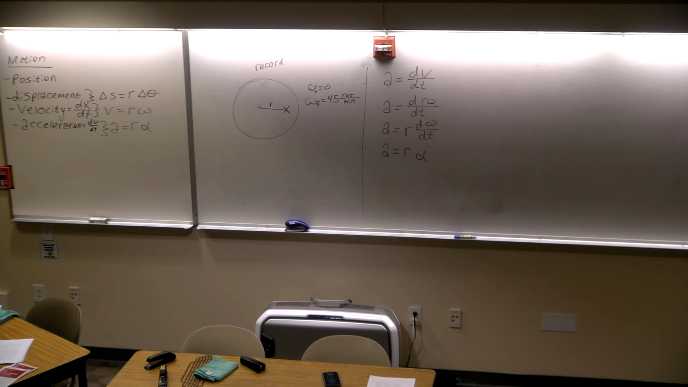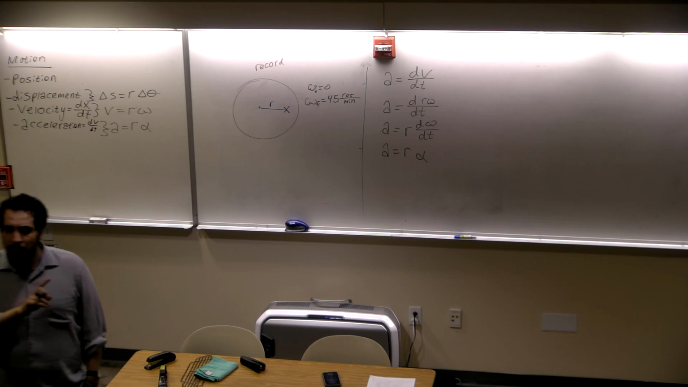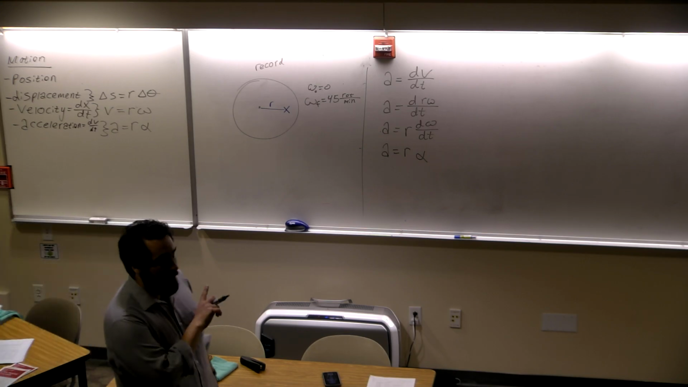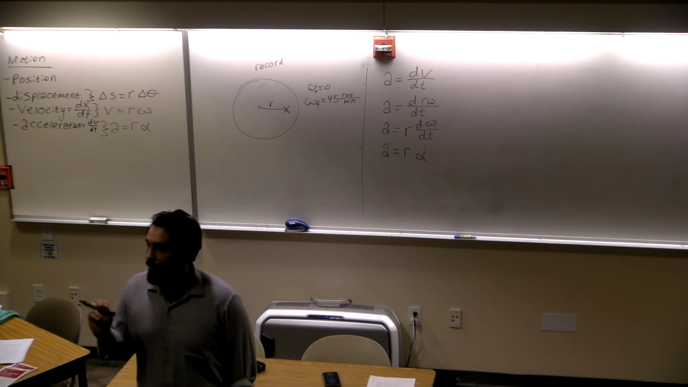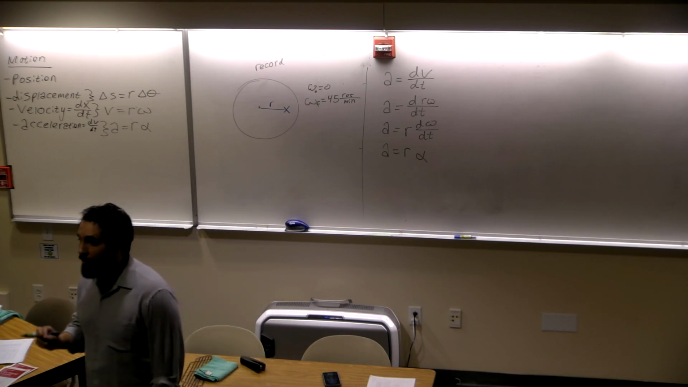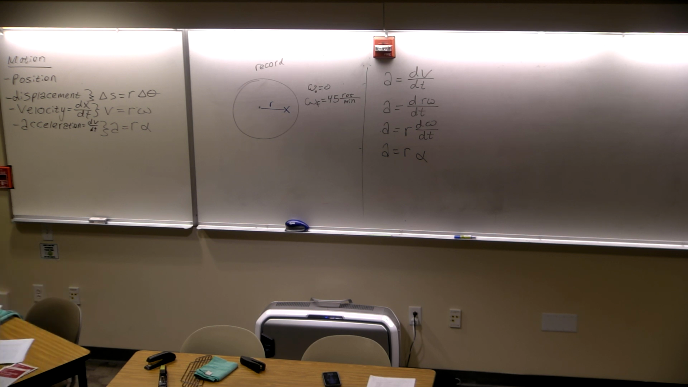But acceleration means changing velocity. Velocity is a vector. Vectors have two pieces to them. What are the two pieces every vector has? Magnitude and direction, absolutely. This describes the changing magnitude of our velocity. The changing magnitude. It does not describe the changing direction.